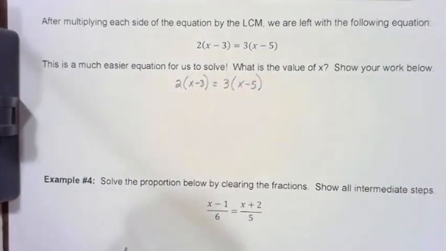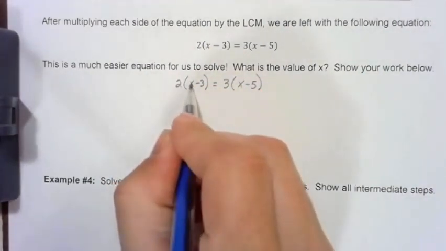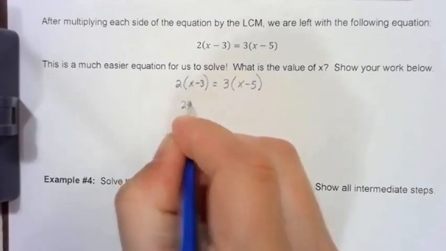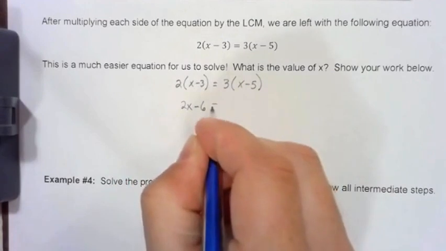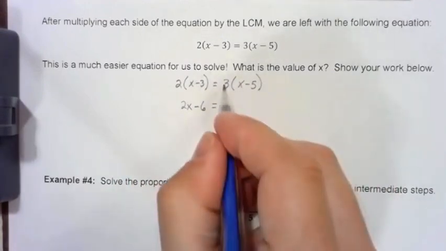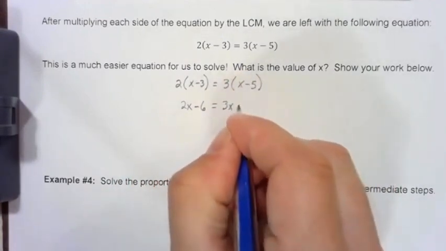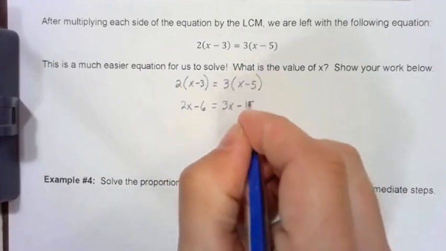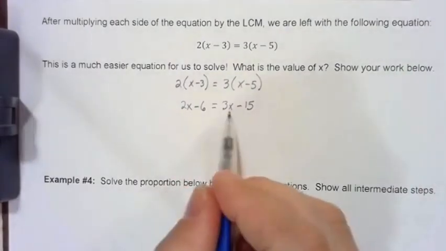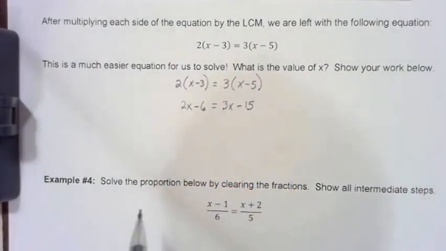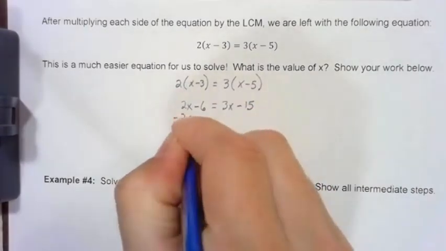What I'm going to have to do on each side first is distribute. 2 times 1x is 2x, and 2 times negative 3 is negative 6, so the left is 2x minus 6. On the right, 3 times 1x is 3x, and 3 times negative 5 is negative 15. Now that I've simplified each side of the equation, I can start to move variables to one side. Let's subtract 2x from each side.